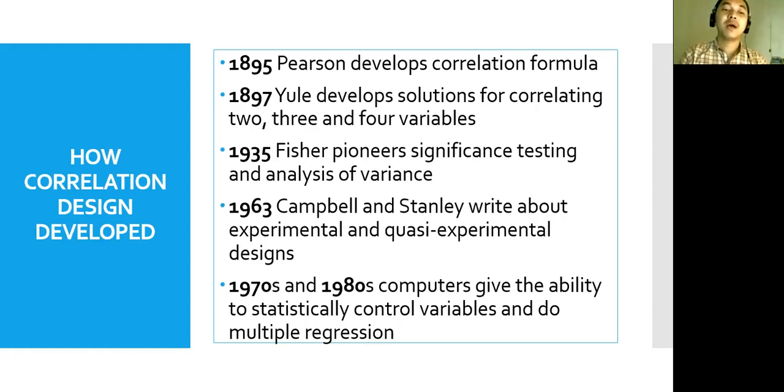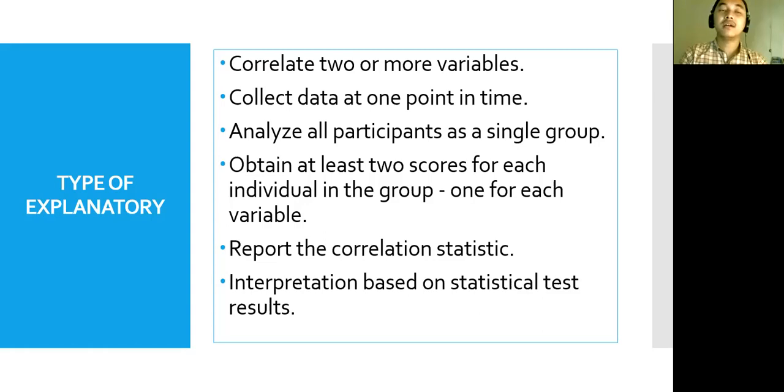All right, the next is about how correlation design developed. Here we have the development of correlational design started from 1970s and 1980s. Computers give the ability to statistically control variables and do multiple regression. Here is the last development, by considering from the previous startings. And the next is about the types that will be presented by Mbak Aprilian Adisti.